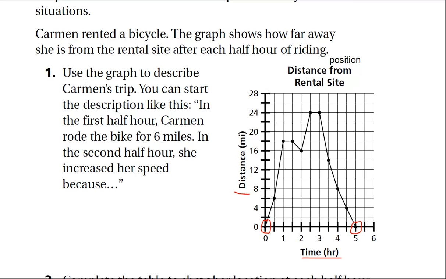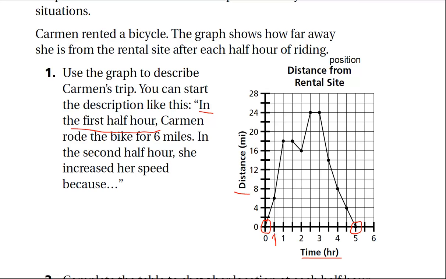So question one says, use the graph to describe Carmen's trip. And you can start like this: In the first half hour, Carmen rode the bike for 6 miles, and that's true. You can see that in the first half hour, which would be right there.